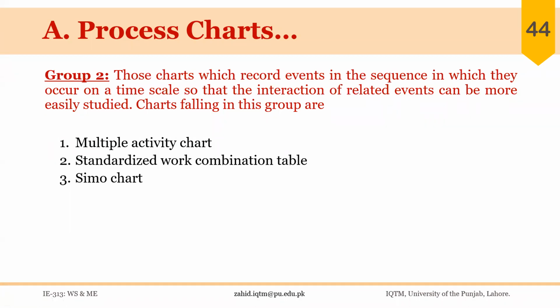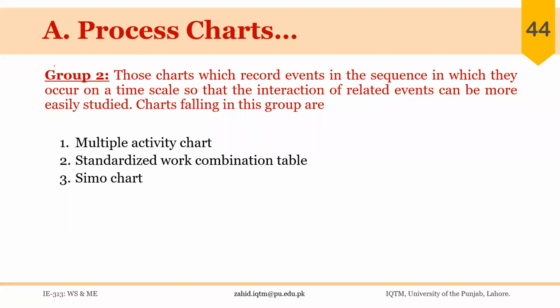We initially discussed that there are two groups of process charts. The first group of charts was the one in which we draw the sequence of operations without drawing them on a time scale. So we discussed outline process chart, flow process chart, swim lane chart, and two-handed chart.